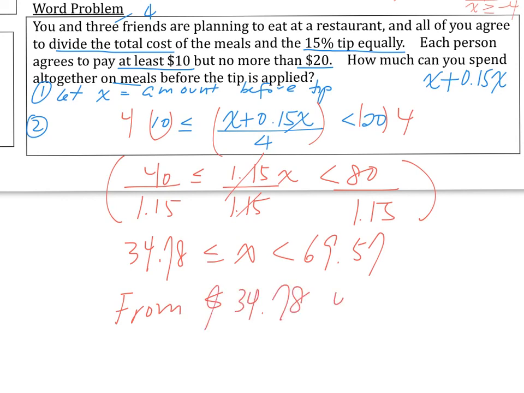So to write your answer, you should write from $34.78 up to $69.57. And I just rounded to the nearest cent. And this concludes our lesson.